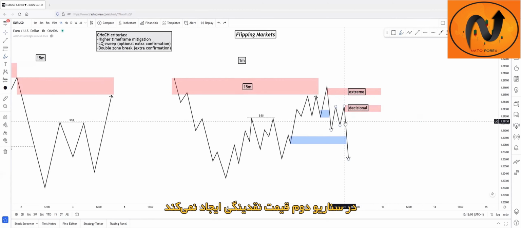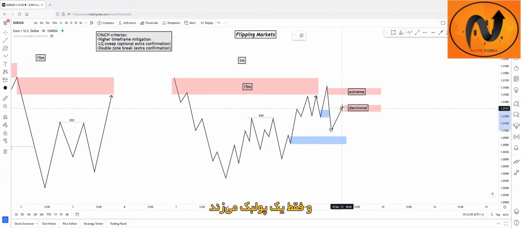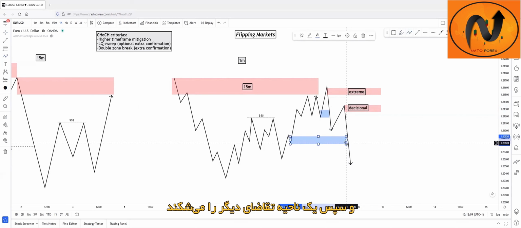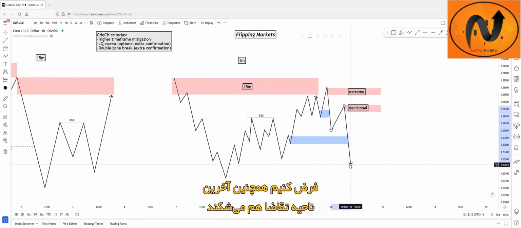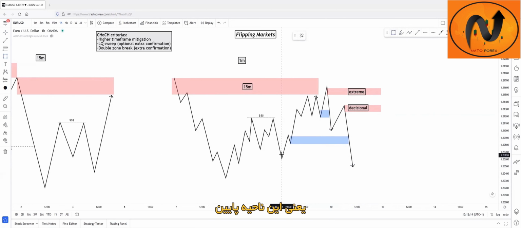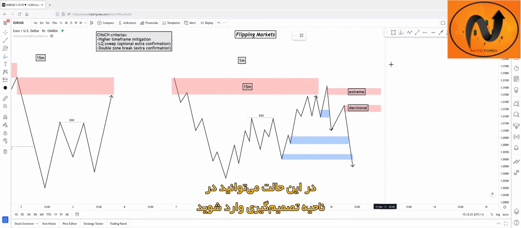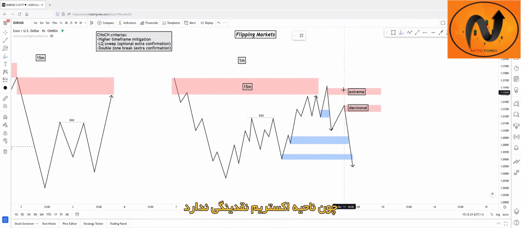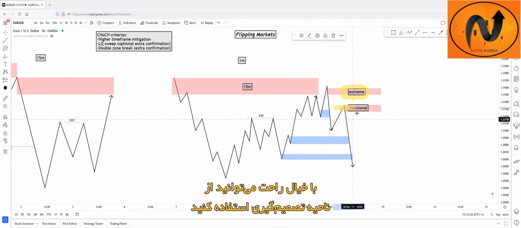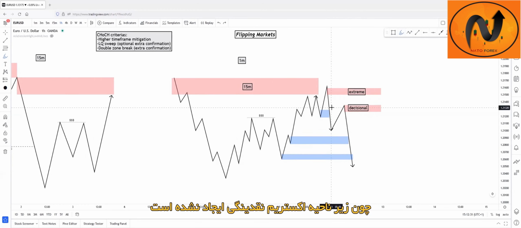The second scenario is that price doesn't create liquidity. It just does a pullback. It doesn't create liquidity, but breaks through another demand zone. Let's say it breaks through the next demand zone, so this downer area too. So it has a double zone break also. In this case, you can safely use the decisional zone because the extreme zone has no liquidity. As you can see, the decisional zone is safe to use because no liquidity has been created below the extreme zone.